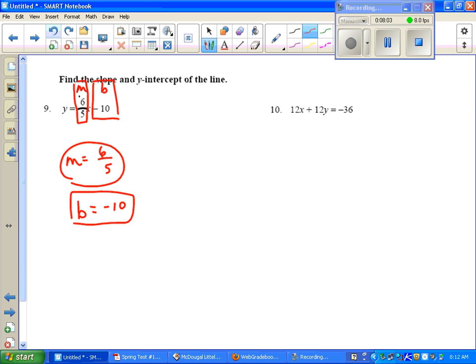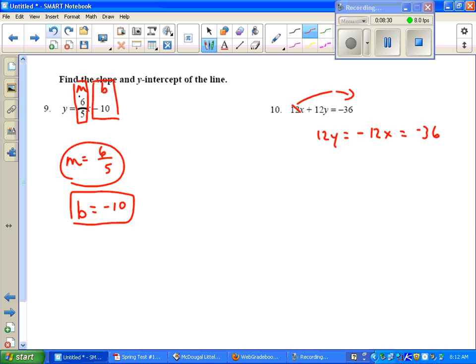Number 10 is not as easy to see because this one's in standard form. It's not in slope-intercept form. So we need to move it into slope-intercept form where we can see it. We want 12x to go to the other side, just like we did with standard form, but now we're going back the other way. So that'll cancel out and leave us with 12y equals a negative 12x. Since it was positive on the left, it's negative on the right, equals negative 36.